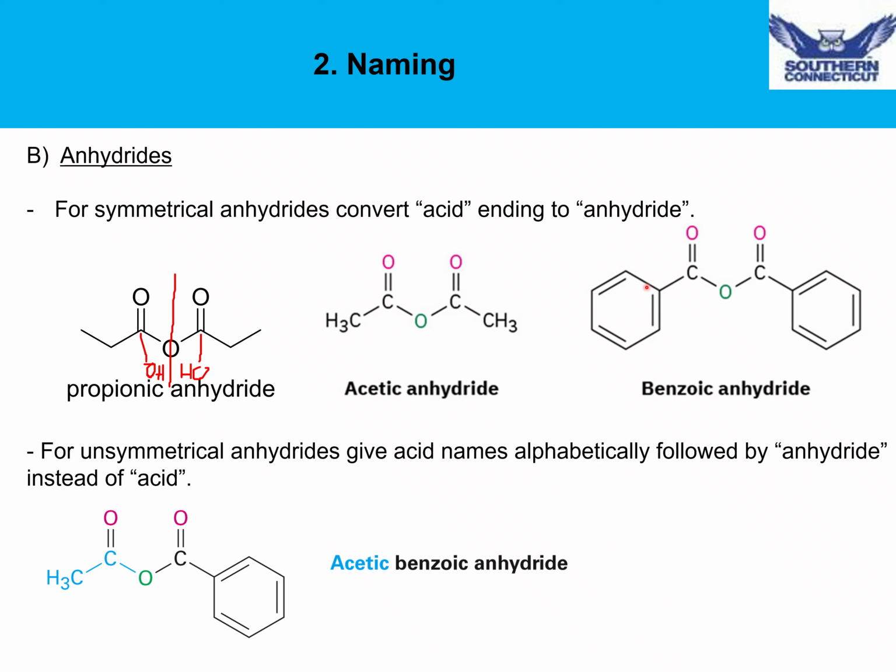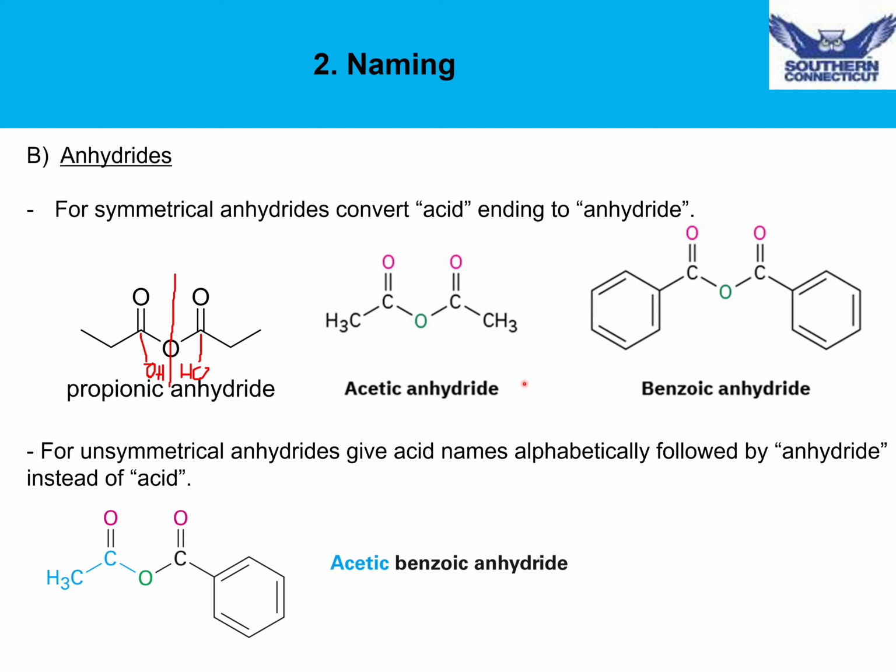For unsymmetrical anhydrides, we have essentially 2 carboxylic acids joined together to make the anhydride. So in order to name unsymmetrical anhydrides, we give the names of the 2 carboxylic acid compounds hidden within that anhydride, and we ignore the acid part. We replace that with anhydride. The 2 carboxylic acid names will be named in alphabetical order.